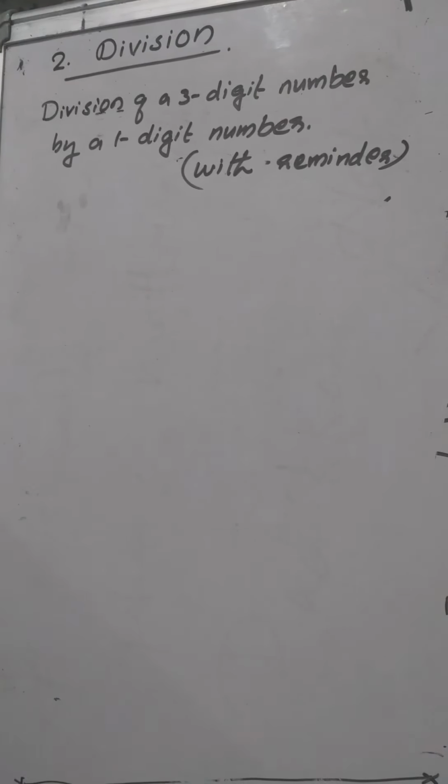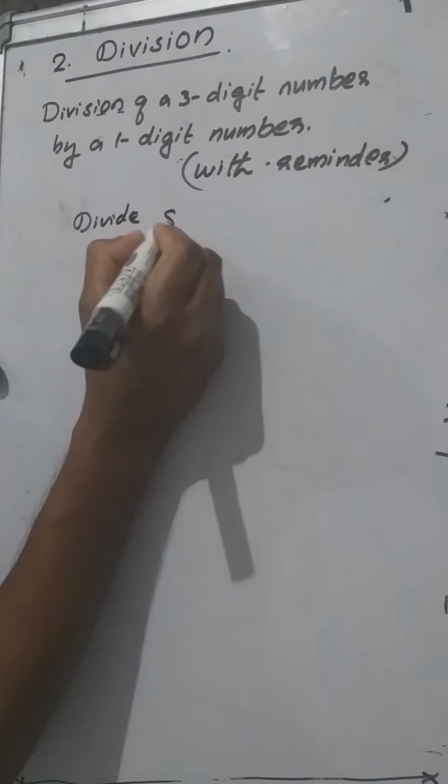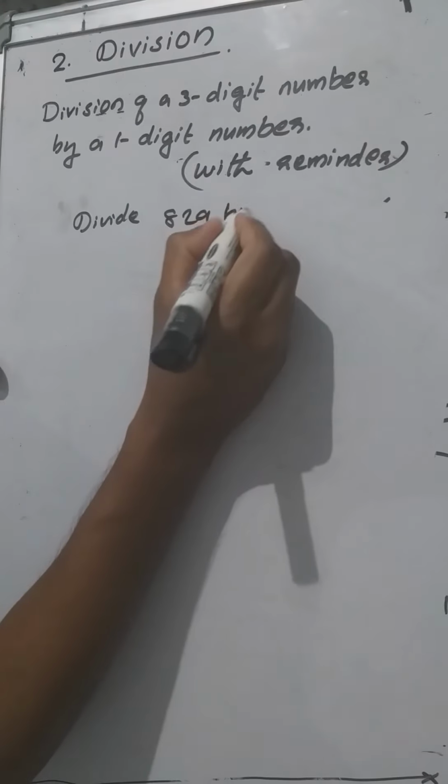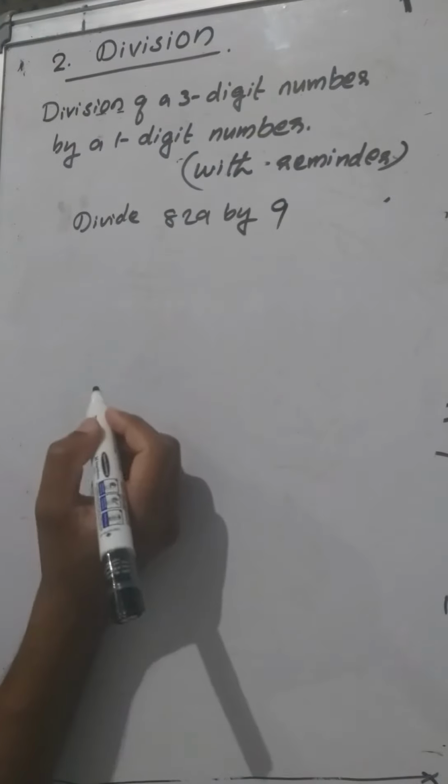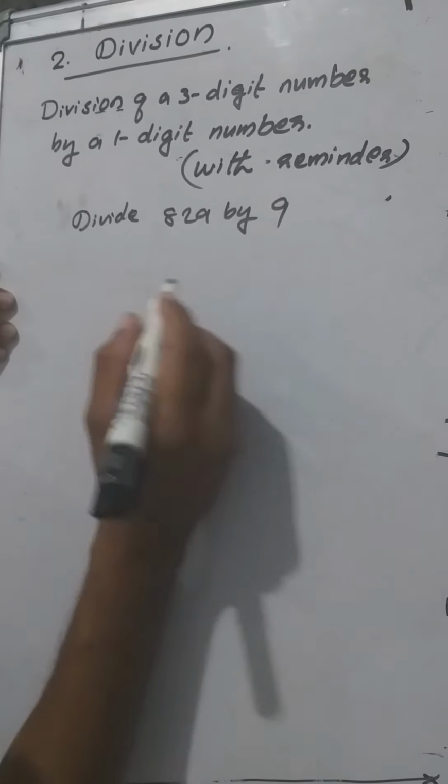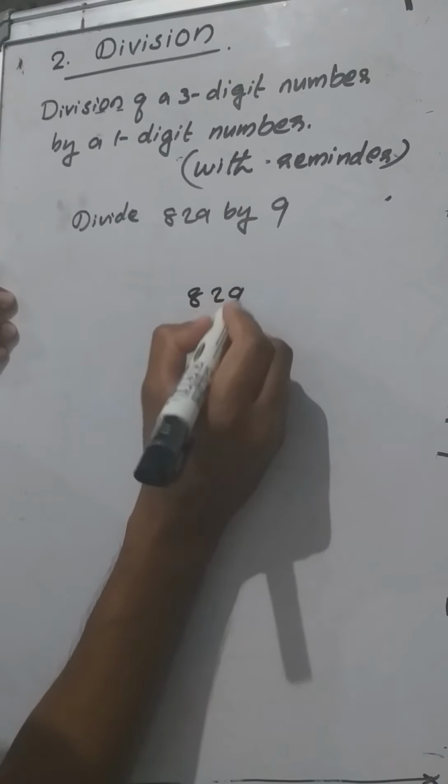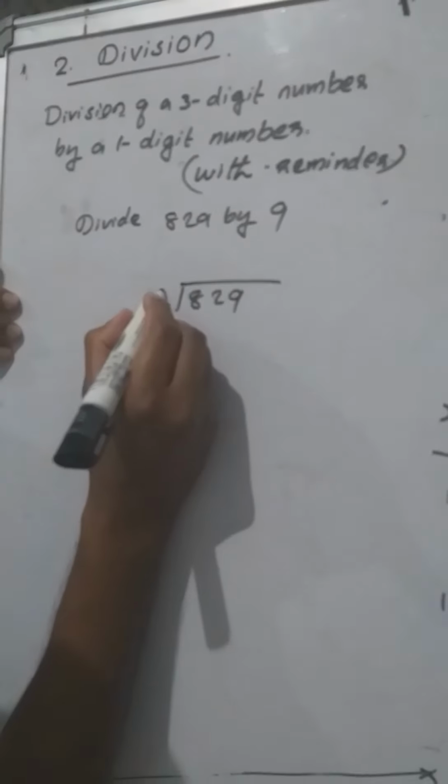Now let's learn division of a 3-digit number by 1-digit number with remainder. We have to start this with an example. 829 divided by 9. Divide 829 by 9. 829, write in this form, 9.